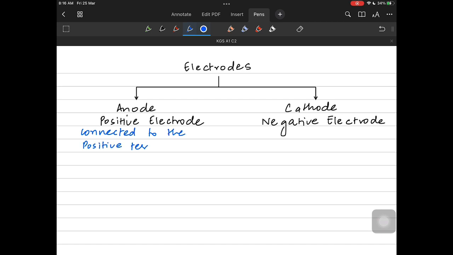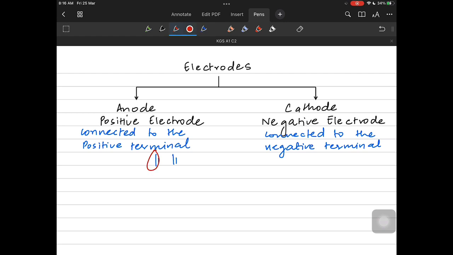So, the positive terminal is the one which is the longer line while we generally draw it. So it is connected to the positive terminal while cathode is connected to the negative terminal of the battery, which is the smaller or the shorter line. Whenever you see a battery, the longer line represents the positive terminal, so that is the anode, and the shorter line represents the negative terminal, which is the cathode.